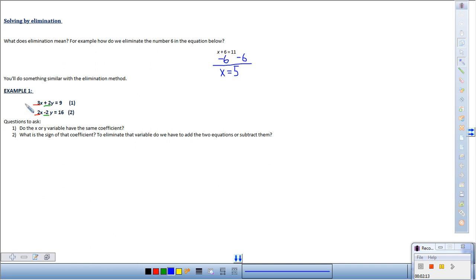What I want you to do is draw a line under the two equations and a big plus sign beside them, because that indicates what operation, mathematical operation, we're going to apply to eliminate one of the variables. So let's see what we are left with. We have 3x plus 2x equals, since we've eliminated the y's, equals 9 plus 16.